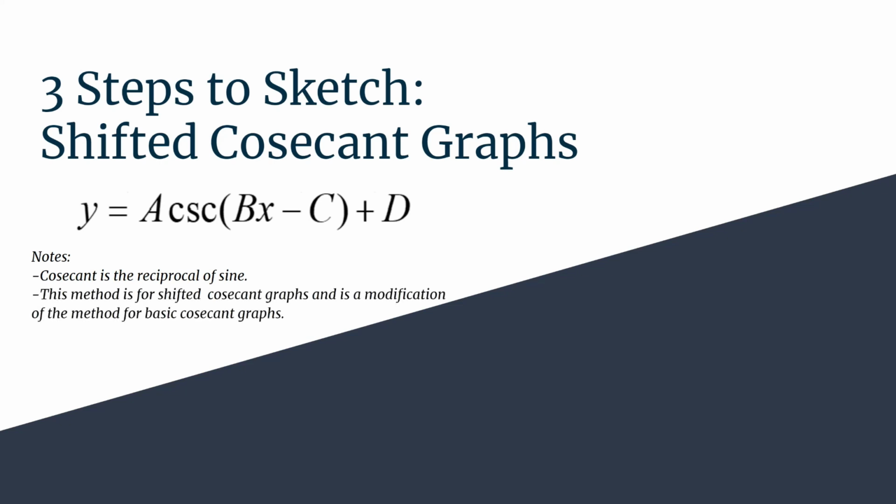One other note, this method is for shifted cosecant graphs. And so if you're familiar with how to graph the basic cosecant graphs, and I will link to that in the video description, then this will feel very familiar with one additional step to account for the shifts.